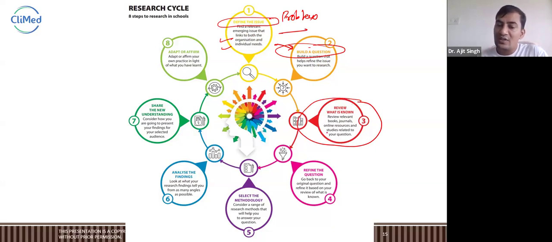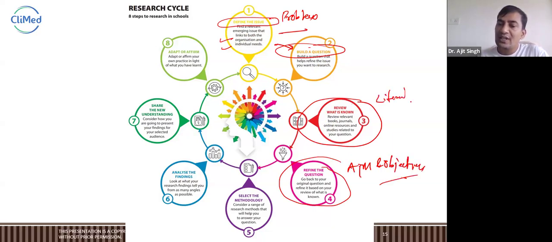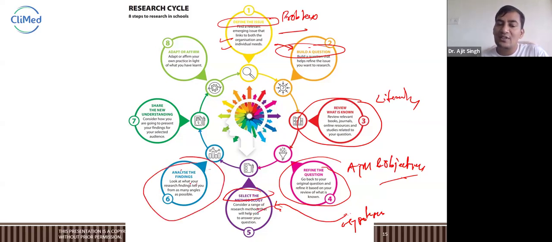After the literature review, you will refine that question into the aim and objectives. Once you have the aim and objectives, you will definitely have the hypothesis. After the hypothesis, you will select the methodology from multiple types of methodologies, and then you will collect the data. Based on the collected data, you will analyze the findings.